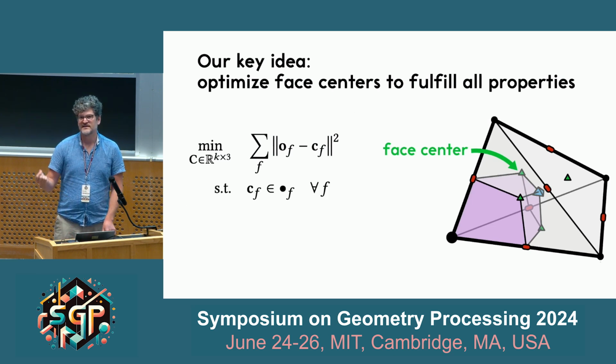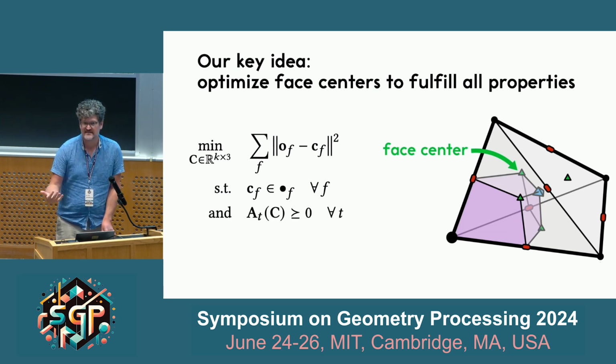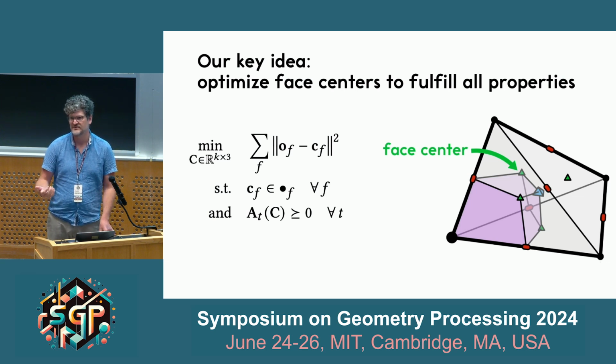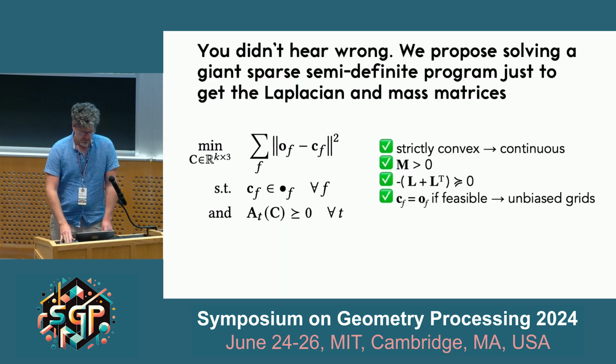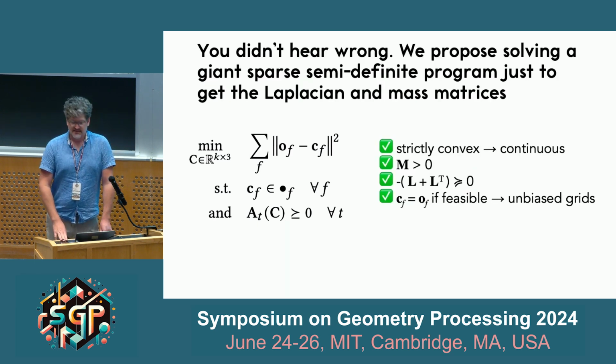One constraint is that each of the centers stays within its primal volume. So for faces, the center should stay within the face. And then another constraint is that this AT matrix, which fortunately is a linear function of the center positions, should be positive definite. This is a strictly convex semi-definite programming problem, which means it has a unique global minimum and it's a continuous function of the vertex position, so that's great, it's C0.